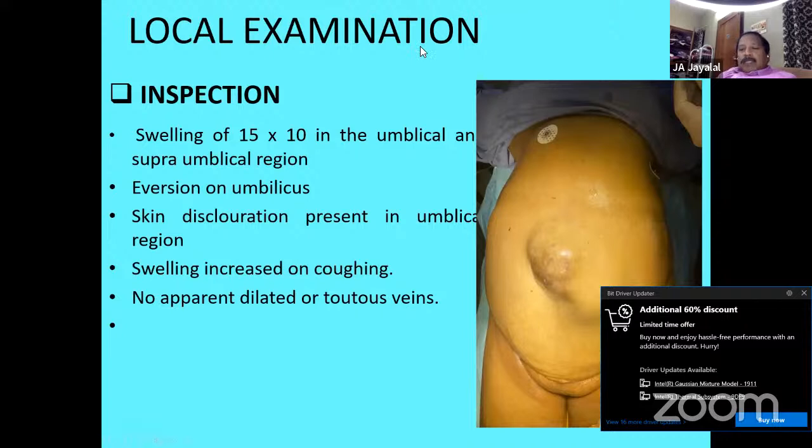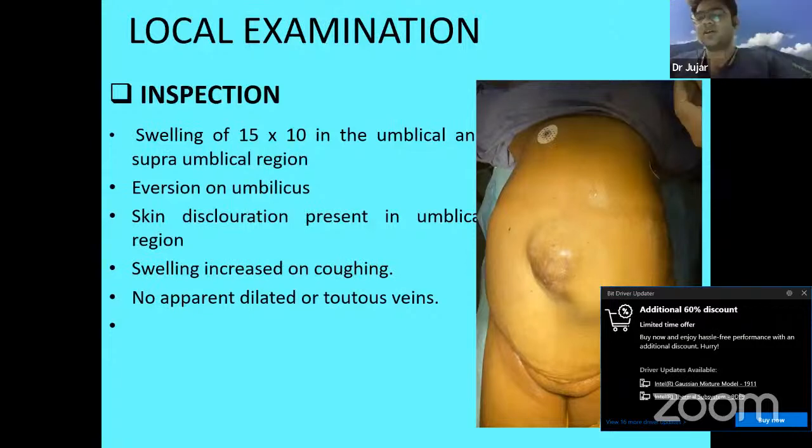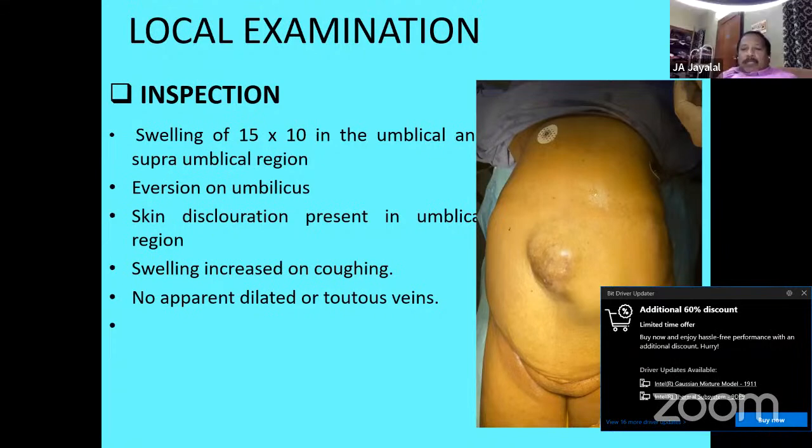And your pulse rate is 94. What does it signify? Sir, it is a little toward the tachycardic side. But you have not mentioned the temperature in the general examination.